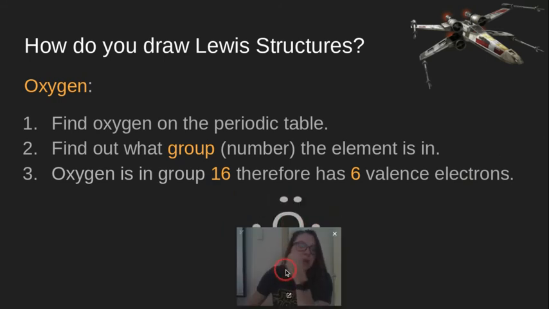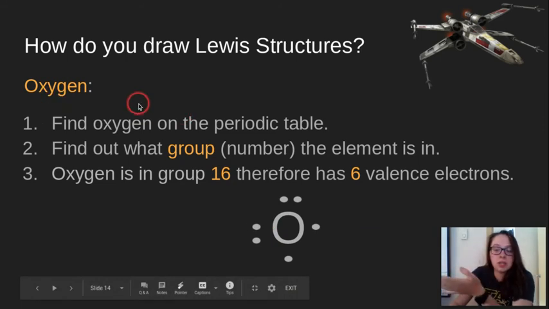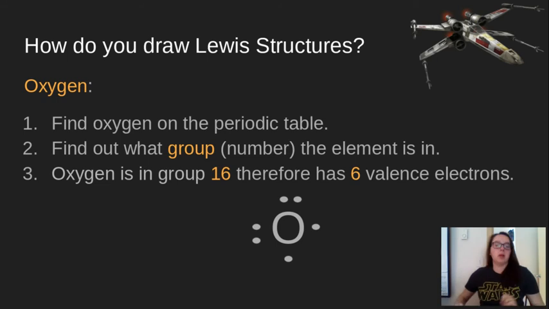I kind of can. So how to draw Lewis structures. In oxygen, first thing you need to do is find oxygen on your periodic table. I don't even have my periodic table in front of me, but you need to find it. And you say, oh, it's in group 16. So you're finding out what group number the element is in. You know that oxygen is in group 16, therefore it has 6 valence electrons.